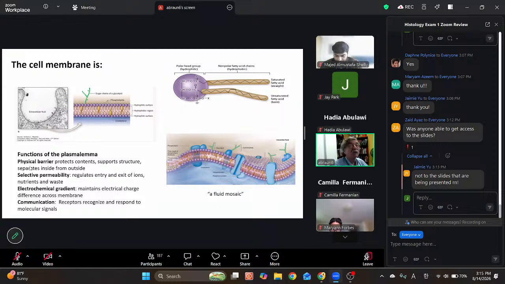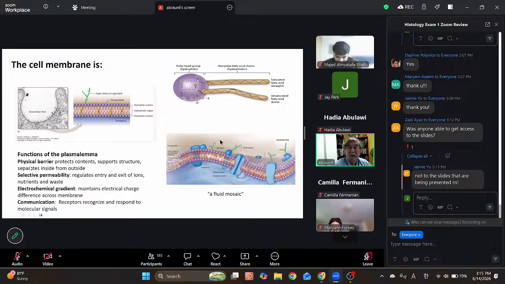Some of these protein molecules are important for maintaining an electrochemical gradient across the membrane, so there may be more negative charges on one side and more positive charges on the other side. This is important for the behavior of the cell. For example, in cell signaling, it's an important feature.